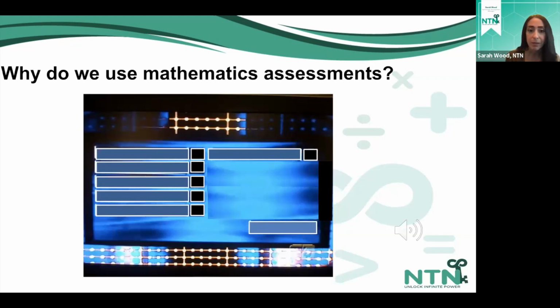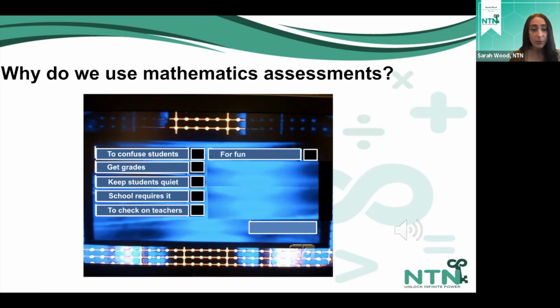Why do we use mathematics assessments? Is it answer number 1? You would think I've never seen Family Feud before in my life. Answer number 2 on the board. Number 3, number 4, 5, or 6.